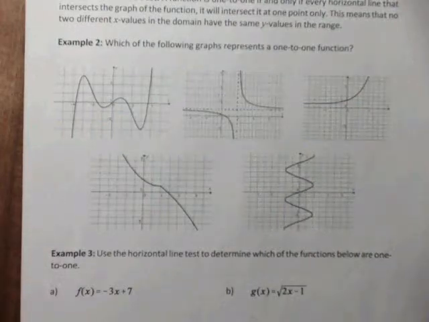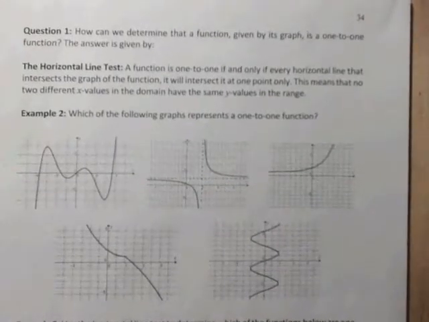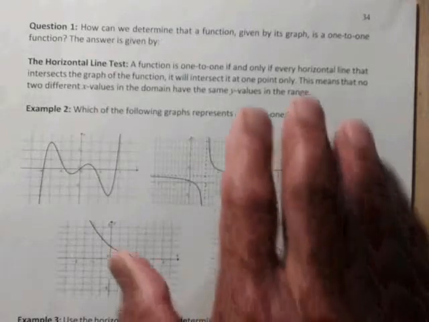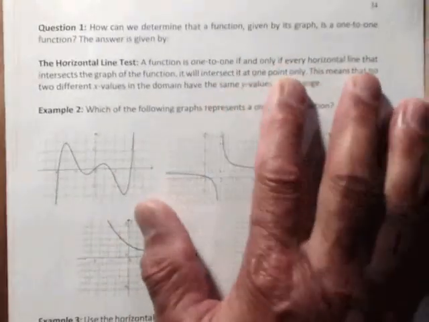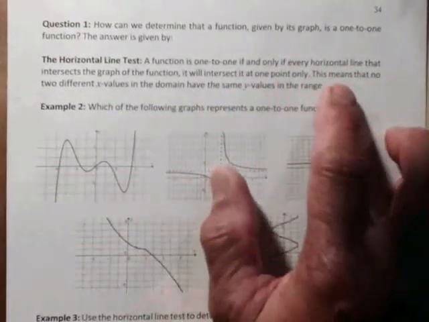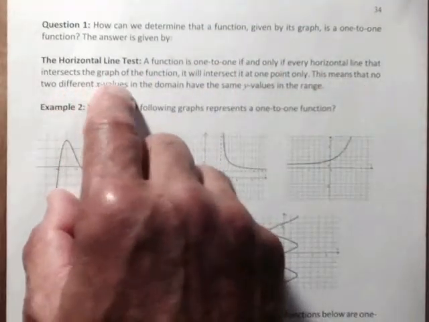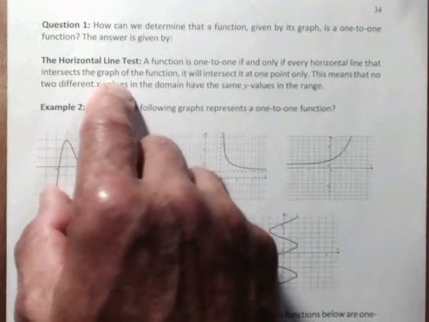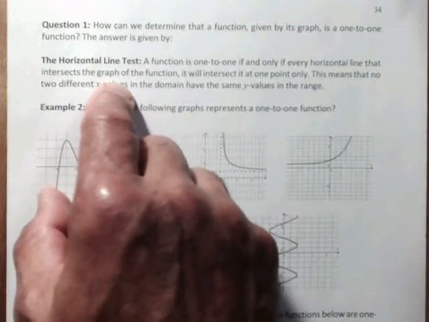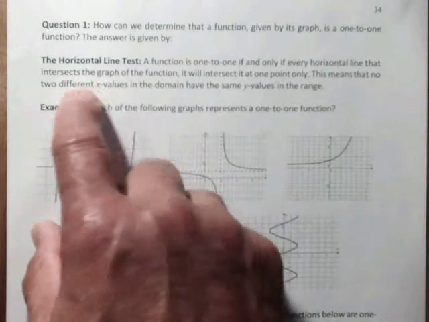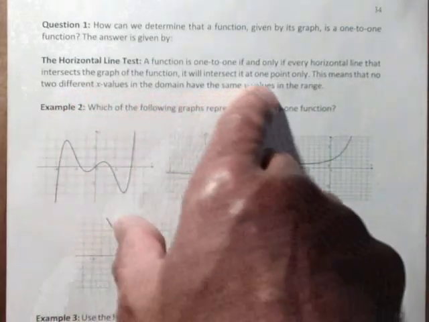So a function is one-to-one if and only if every horizontal line that crosses the function intersects it at one point only. This means that no two different x values in the domain have the same y value.